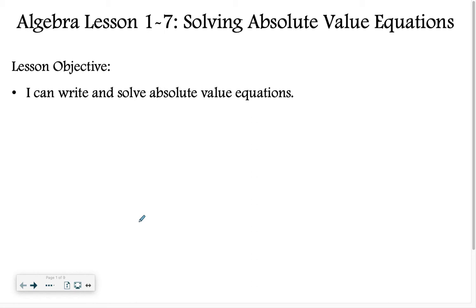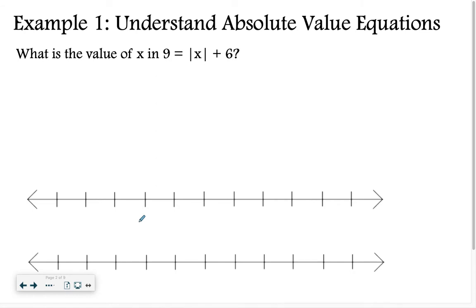Hello class, welcome to Algebra Lesson 1-7, which is all about solving absolute value equations. By the end of this lesson, you should be able to write and solve absolute value equations. So let's jump into example 1, where we will practice understanding what an absolute value equation is.